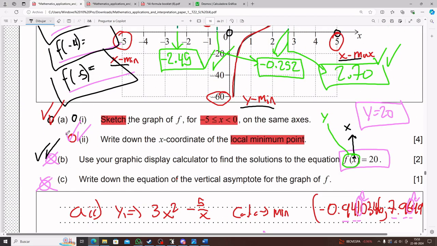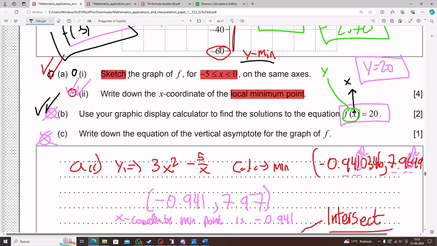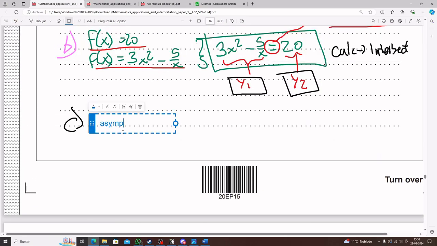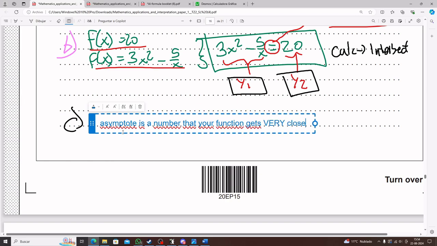And then part C is very easy, and you can actually do it skipping part A and skipping part B. Part C, you need to write down the equation of the vertical asymptote for the graph of f. Now, first things first, what the heck is an asymptote? Guys, an asymptote is a number that your function gets very close to, but it never touches.